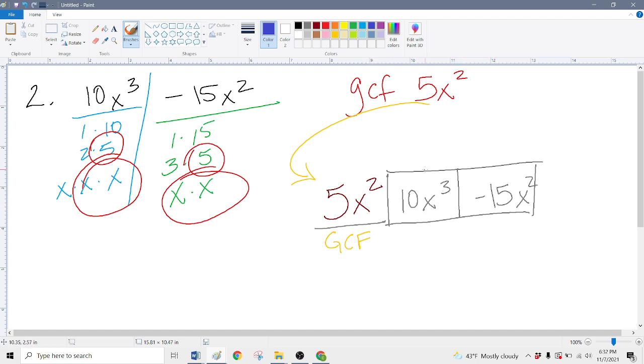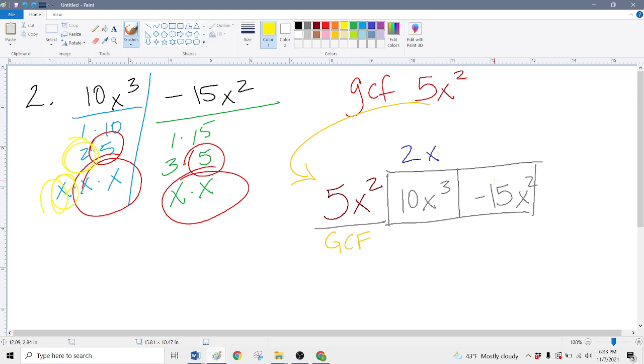I think the easiest way to do it is to ask, what do we need to multiply 5x squared by to get back to 10x cubed? So we would need to multiply 5 times 2, and we don't have enough x's, so we need another x to get to x cubed. But if we look back over here at our original factors, when we divided out the 5, we had a 2 left. When we divided out this x squared, we had an x left, and that's what we would expect here, and indeed what we find.